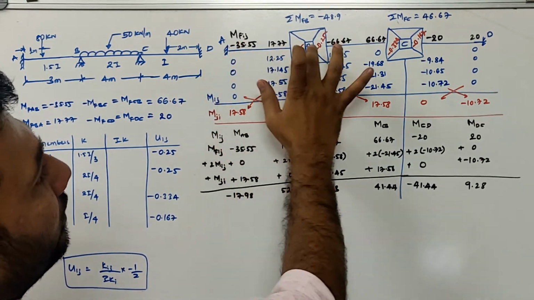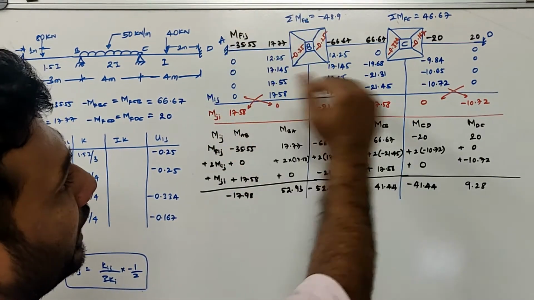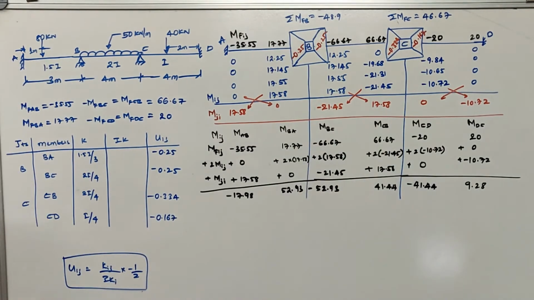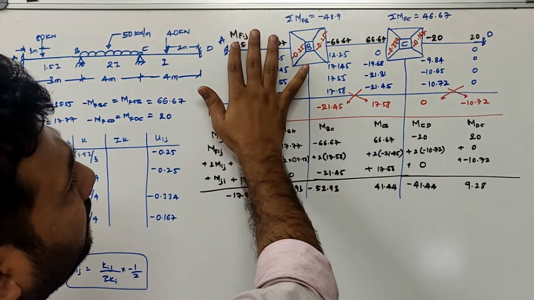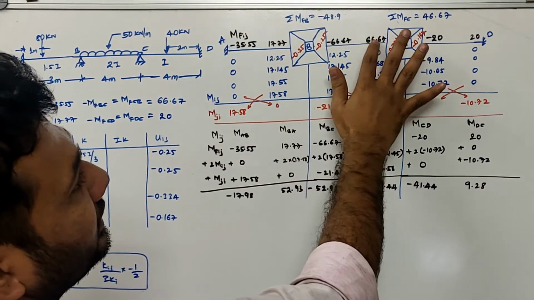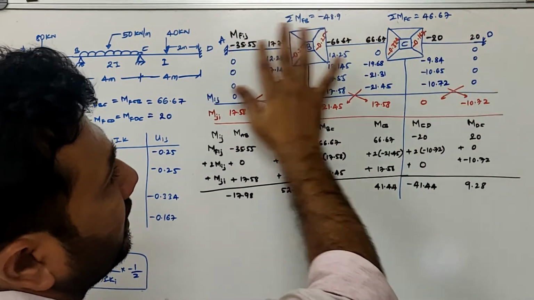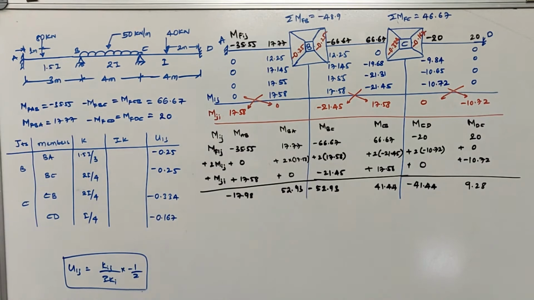Whatever the line that I have drawn, above the line I'll write the fixed end moments, below the line I'll write the rotation moments. Here once you write the fixed end moments, MFAB, MFBA, MFBC, MFCB, MFCD and MFDC are written. Once they are written, the next step is to start our iterations of calculating the rotation moments.